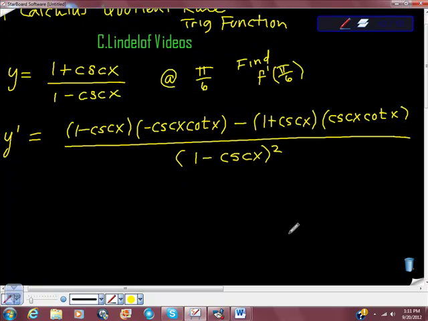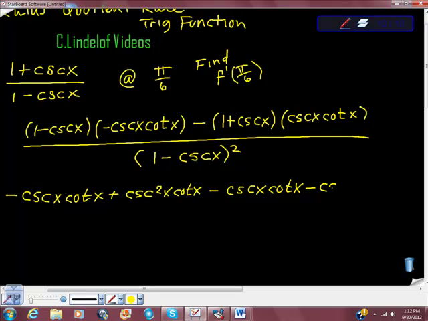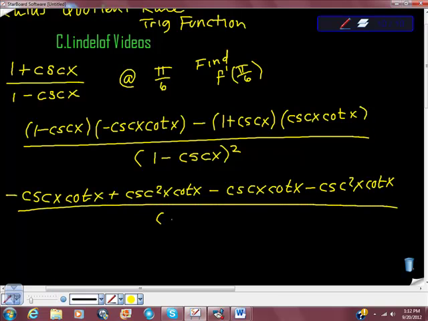All right? So I'm just going to keep moving down. Now I'm going to simplify this out. When I simplify this out, look, I'm going to get 1 times this, which is negative cosecant x cotan x plus cosecant squared x cotan x minus cosecant x cotan x minus cosecant squared x cotan x all over, this is a lot of work, cosecant x quantity squared. I'm just keeping this in quotient rule form, Hector.